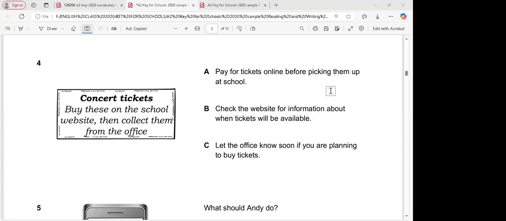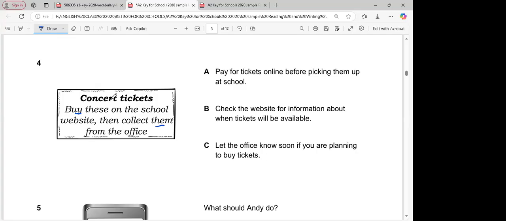Concert tickets. Buy these on the school website, then collect them from the office. Okay. So "them" here refers to the concert tickets. Buy these on the school website, then collect them from the office. So what is it trying to say? Then the message is conveying: pay for tickets online before picking them up at school. Check the website for information about when tickets will be available. Let the office know soon if you are planning to buy tickets.